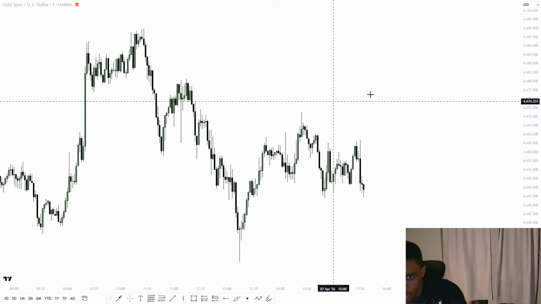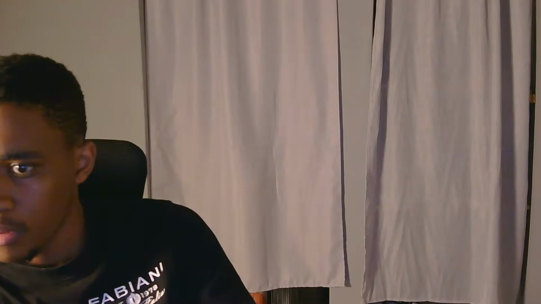Oh, wait. Let me stop sharing. I don't know what's happening with my TradingView. It was jamming. Right? Gold hit our stop loss.